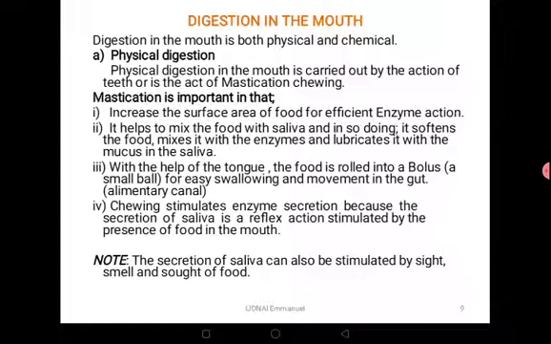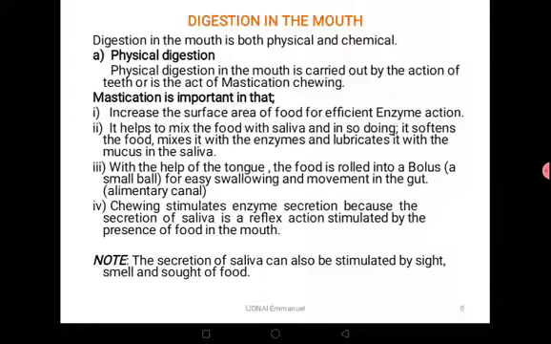Chewing stimulates enzyme secretion because the secretion of saliva is a reflex action stimulated by the presence of food in the mouth. Do you know why chewing is very important again? It is because as you put food in the mouth and you begin chewing, you are stimulating enzymes to be secreted, both in the mouth and the stomach. So those enzymes will be secreted knowing that the food is coming. If you do not chew, if you just swallow food the way you swallow medicine, the saliva, the enzymes may not be secreted in time and will affect the process of digestion.